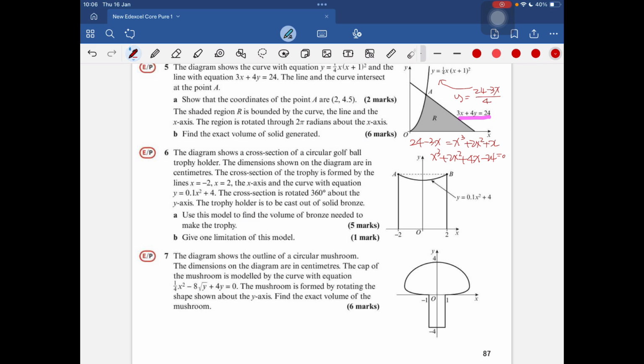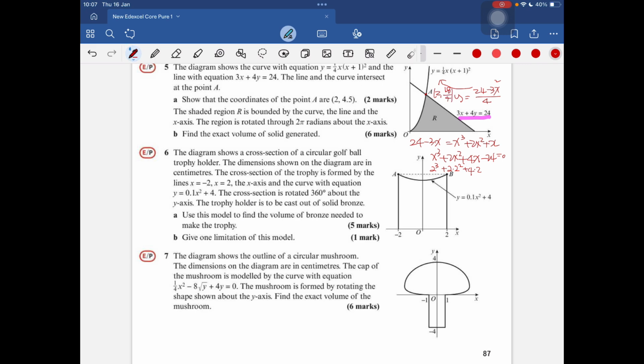Let's find, maybe we can try the 2 here. Then 2 to the power of 3 is 8, plus 2 times 2 squared is 8, plus 4 times 2 is 8, which is 24, minus 24 equals 0. So one root is 2. So we now know that 2 is the x-coordinate of the intersection point. So when we put the number 2 in for x, we find 18 over 4, which is 4.5.